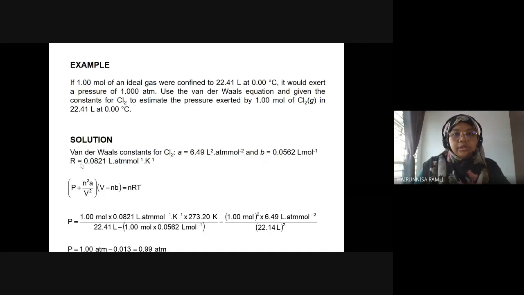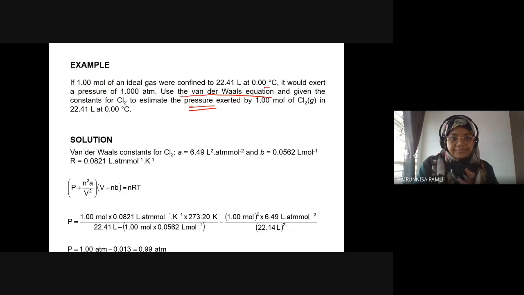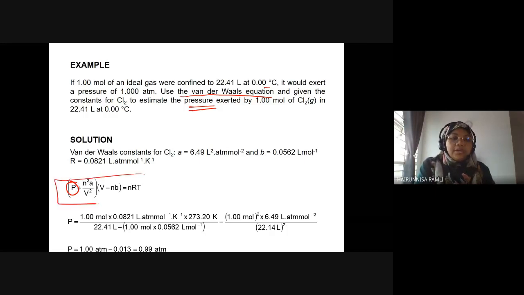Example calculation first. Okay, if one mole of an other gas were confined to this volume and this temperature, it will exert pressure. Use van der Waals equation and given constant. So let's say they have given the constants A and B. Estimate the pressure. Now, we want to get this value. What is its pressure?